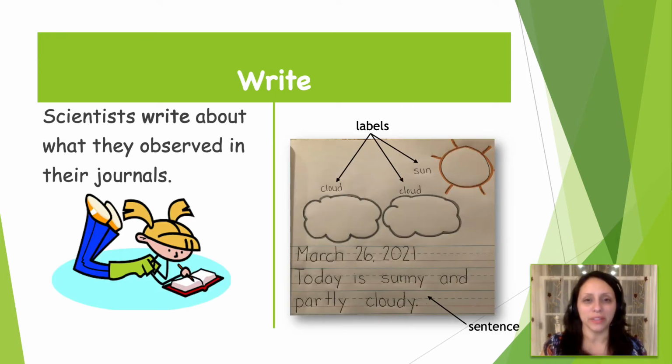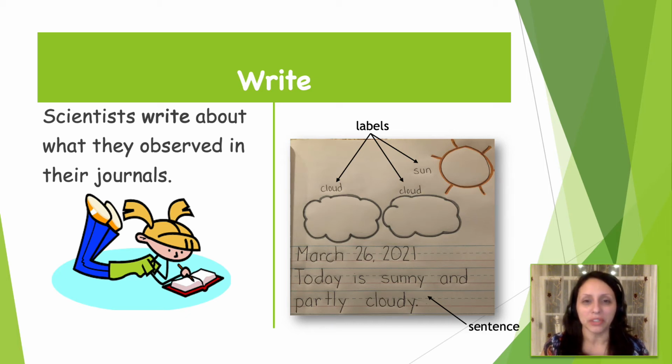Scientists write in their science journals. They write what they've observed. Let's take a look at what I wrote in my weather journal. So one thing I wrote were labels. Labels are words that tell about the picture that was drawn. So one of the pictures I drew was a sun, and next to the sun is the word sun. S-U-N spells sun.